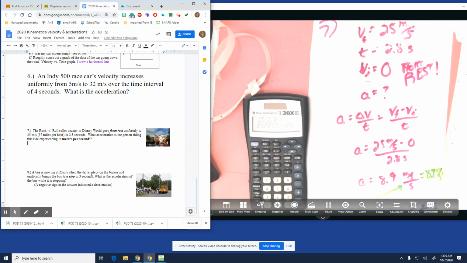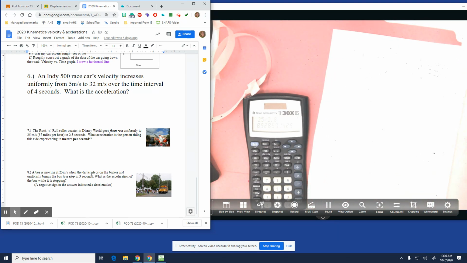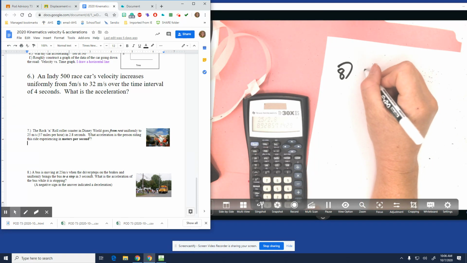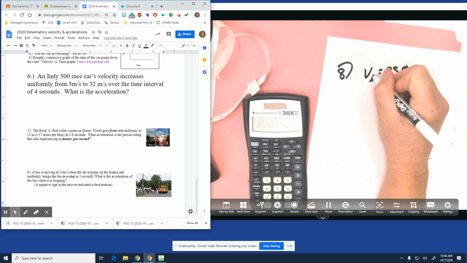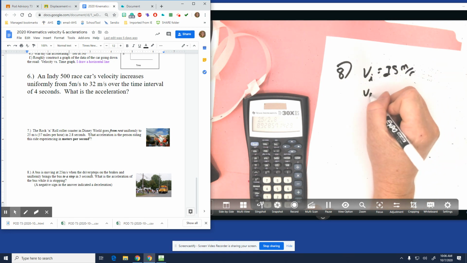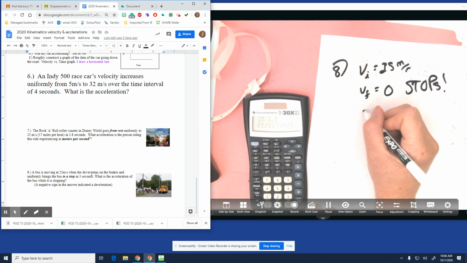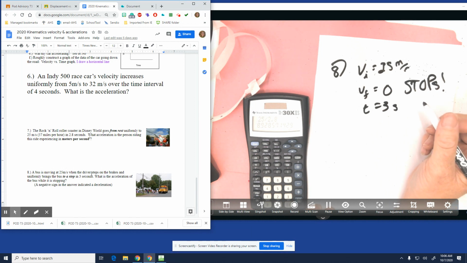Let's do number 8. I'm running out of paper. 8, finally. A bus is moving at 25 meters per second. That's what it initially is. Then he comes to a stop. Thank you, bus driver, for stopping, letting the kids be safe. Time is 3 seconds. He's like slamming on the brakes. The kids are probably wishing they were wearing those seatbelts they put in the bus.